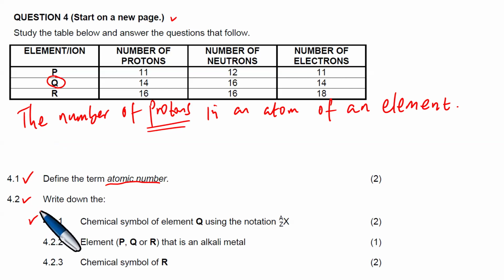Let us write down the chemical symbol of element Q. A couple of things are very important. The number of the protons is 14. So you have 14 protons, the neutrons are 16, and the electrons are 14. So what is the chemical symbol of element Q with exactly these?